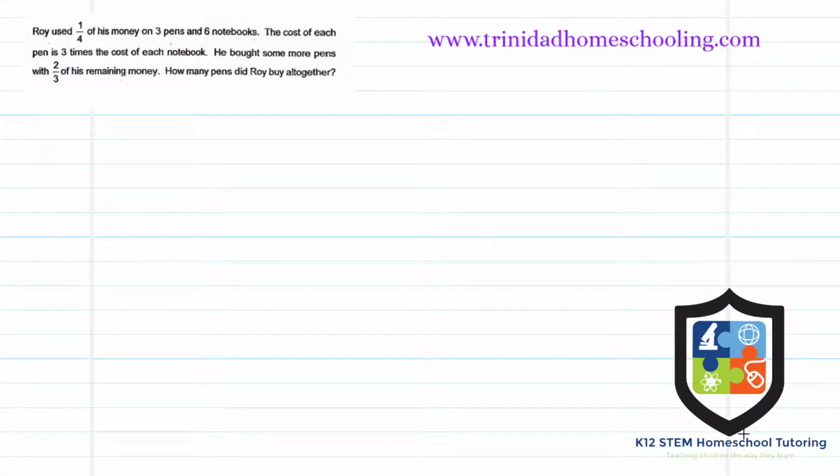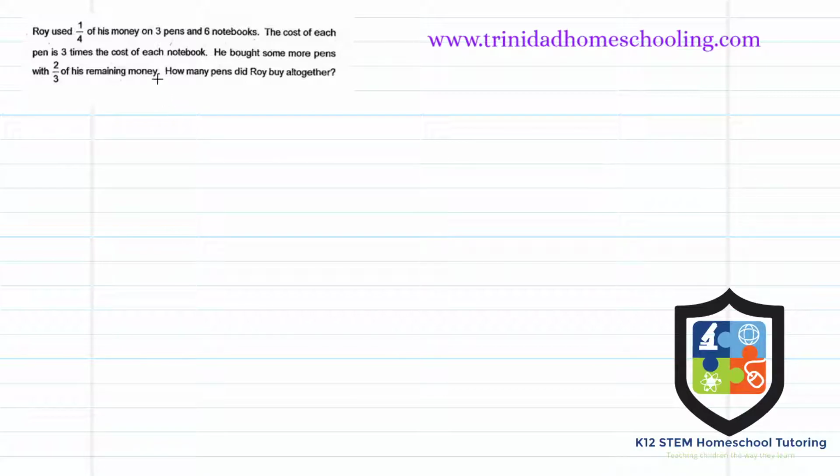So Roy used a quarter of his money on 3 pens and 6 notebooks. The cost of each pen is 3 times the cost of each notebook. He bought some more pens with 2/3 of his remaining money. How many pens did Roy buy altogether?